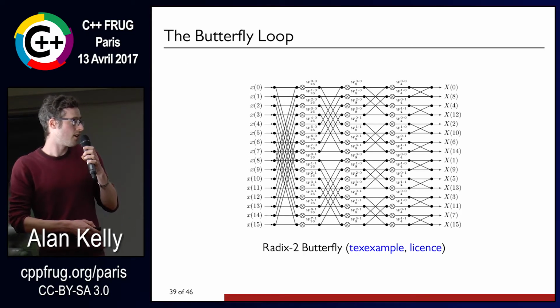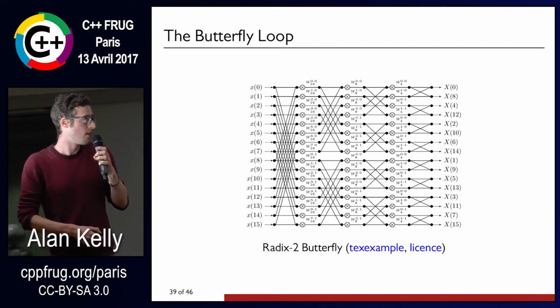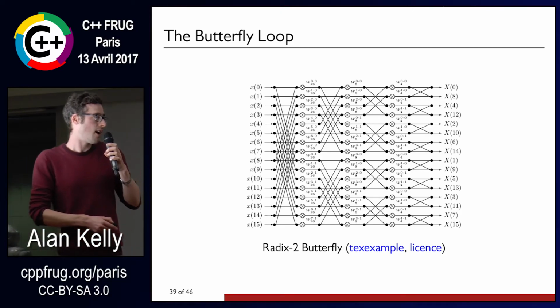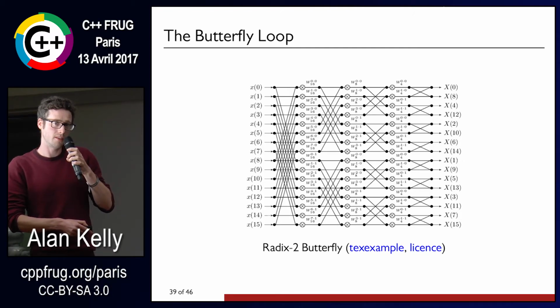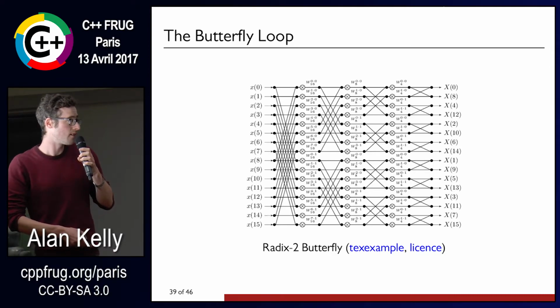So back to our butterfly loop here, and there's one final problem. If I've got a big Fourier transform, I can easily vectorize this part of the loop here. If I've got a vector holding 8 elements, when I get here, it's quite difficult to vectorize because I need two data points which are in the same vector. So to deal with this problem, I need to shuffle data between vectors. How do I do this?